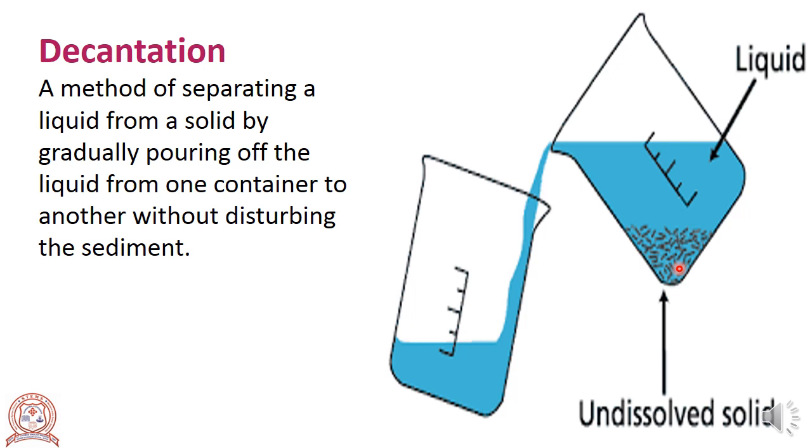For example, we can separate two immiscible liquids like oil and water by the process of sedimentation and decantation. If a mixture of two such liquids is allowed to stand for some time, they form two separate layers. We can then separate the top layer carefully by decantation. That's about decantation.